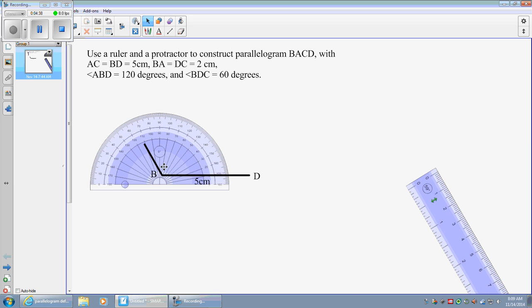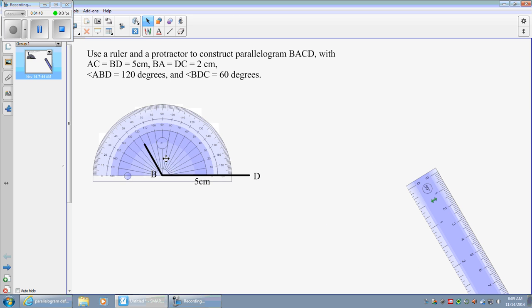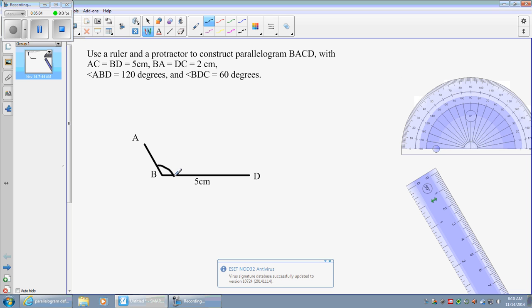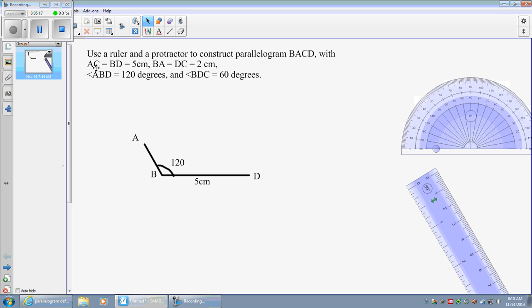So let's move our ruler out of the way. I'm going to measure it again with my protractor to be 100% sure. It's still following that line for 120, which is perfect. And I want to label that line so I don't forget what that vertex is going to be called. So that's A. Great. So we have angle ABD, which is 120 degrees. I can even make my line in here and label it 120 degrees. Amazing.